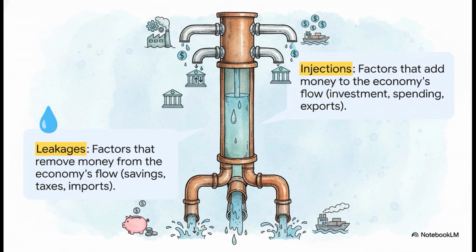Think of it like a bucket with holes in it. Money is always leaking out of the main flow through things like savings, taxes, and buying imports. But it gets injected back in through investment, government spending, and exports. The whole game is to keep the water level stable.